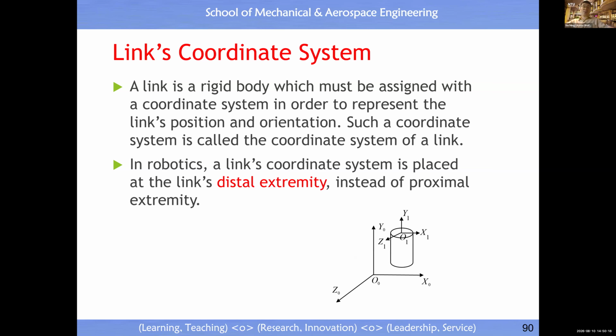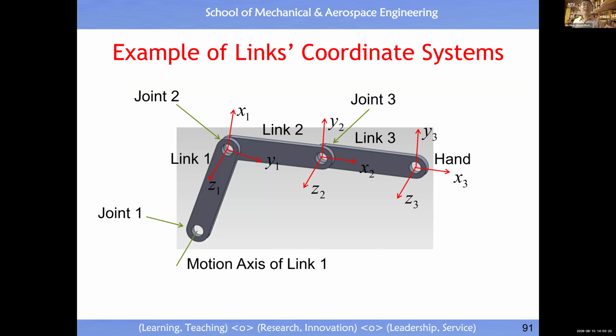This is convention in robotics, so you just follow, okay? Now you see the coordinate system for link 1, link 2, and link 3. Pay attention. The location of the coordinate system of link 1 is not at joint 1. Joint 1 is at the proximal extremity, right? Then the coordinate system assigned to link 1 is at the distal extremity.